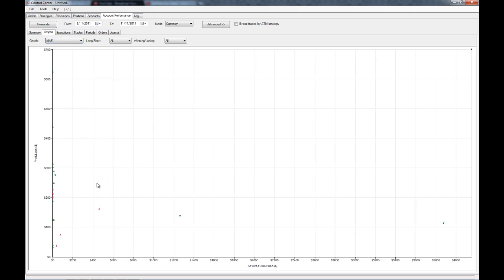I can go to the MAE, and this is the max adverse excursion. It's hard to tell because there are so few little dots here. But basically, a green triangle is a profitable trade, and a red triangle is a negative trade. On the left side is the profit and loss that you made, and on the bottom is the adverse excursion. That's what MAE stands for, max adverse excursion, and adverse excursion is how far the market went against you.